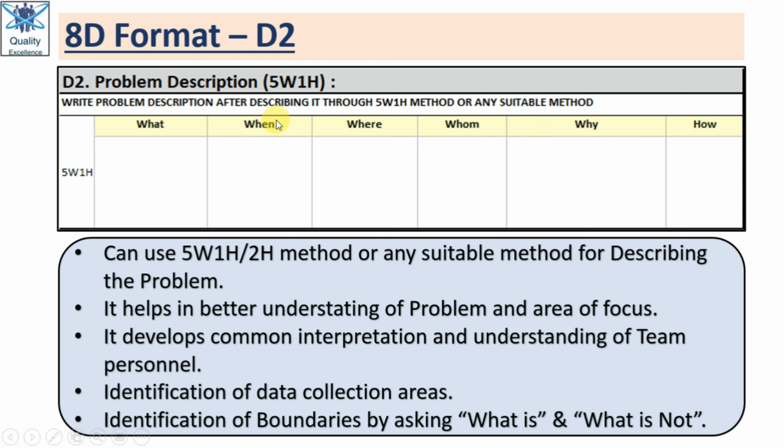So problem description is mainly derived by the method 5W and 1H or 5W and 2H. And what does it include? What, when, where, whom, why, how and how many. So if you want to go through the video and see in detail how this problem is described, you can check my video. I'll give a link in the description box also.